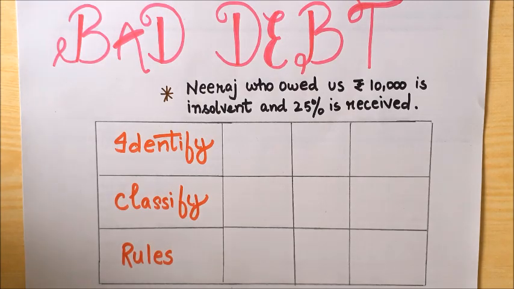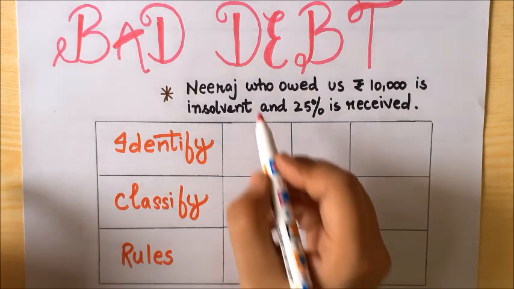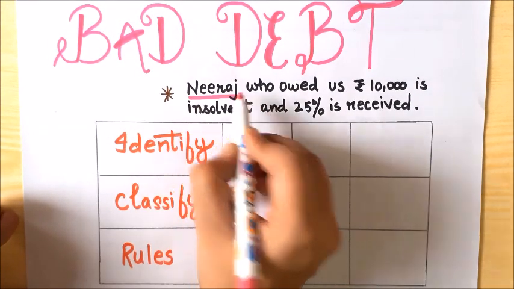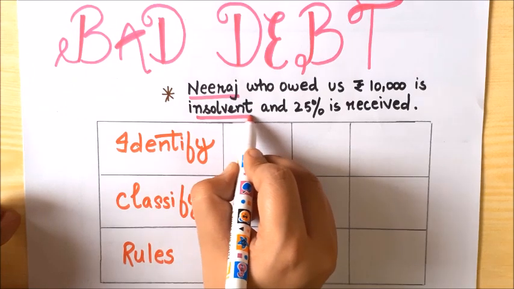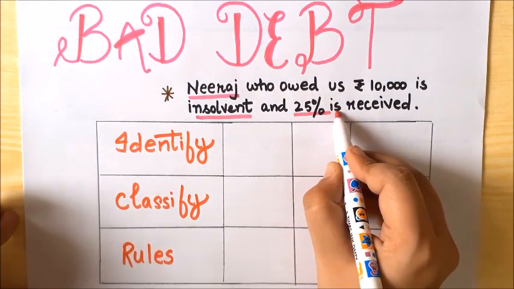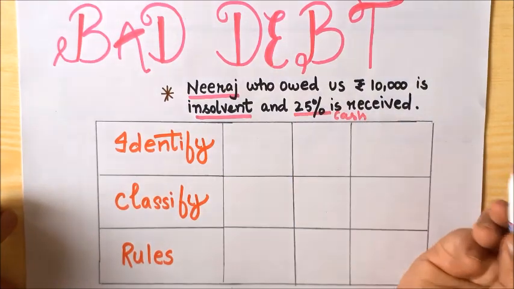The next topic that we are going to talk about is bad debts. So, what are bad debts? Imagine if someone becomes insolvent, he or she is incapable of paying the money. So, the loss that is incurred by the firm or the company is known as bad debts.